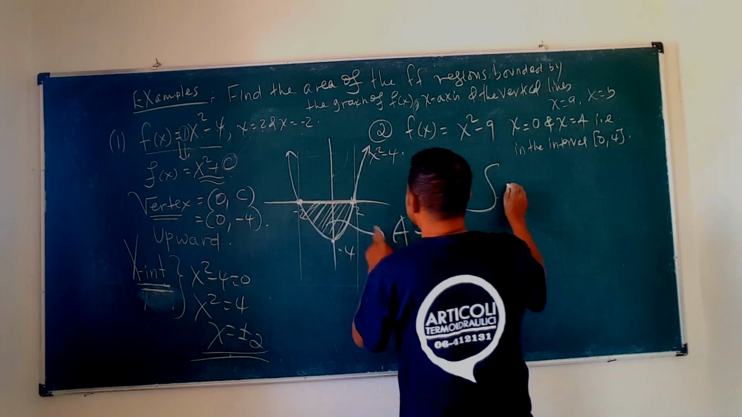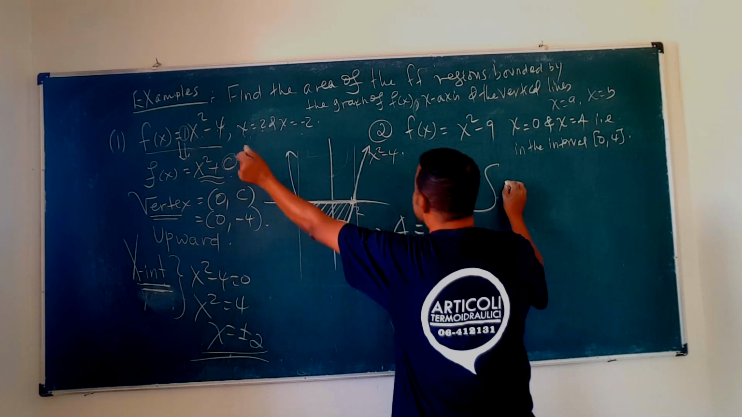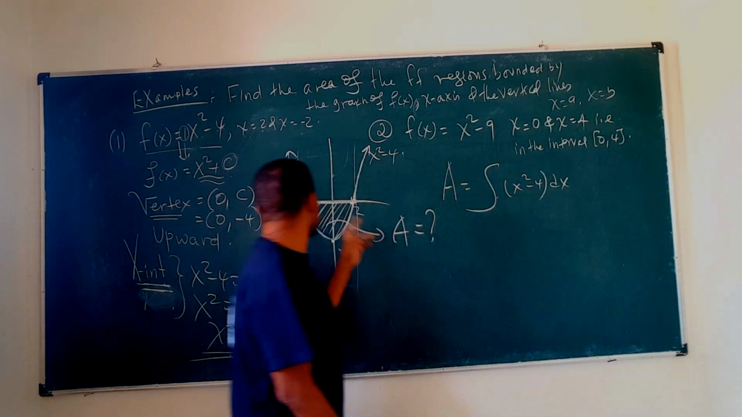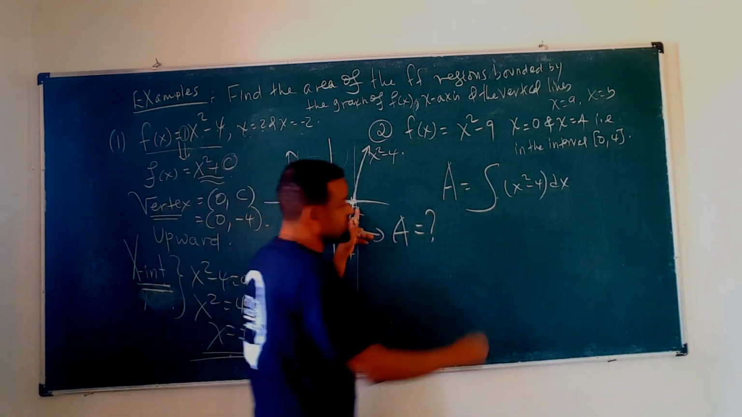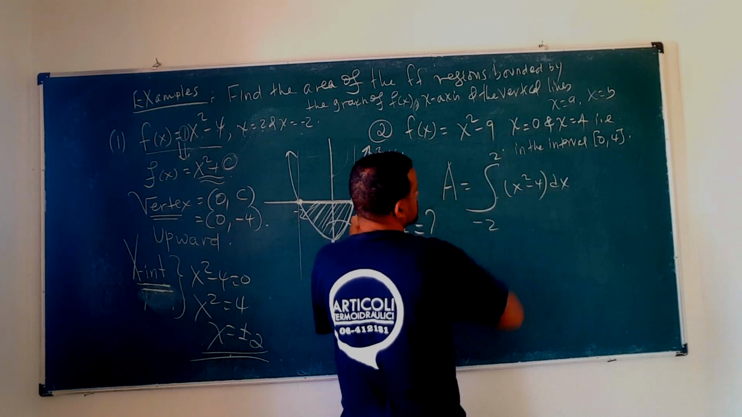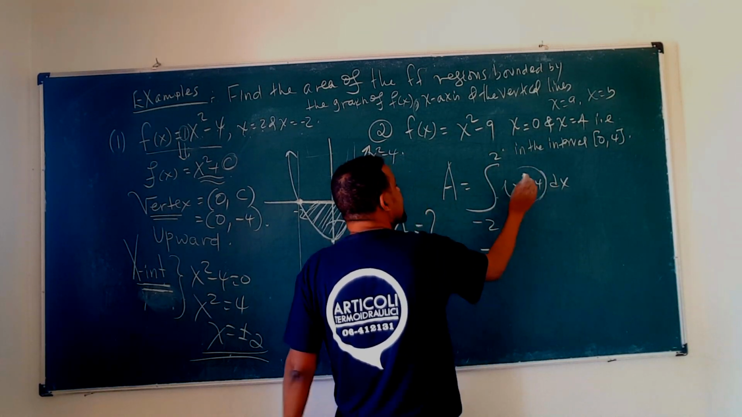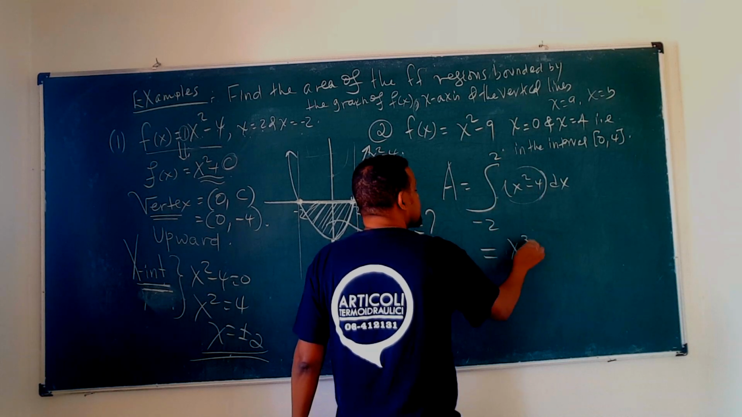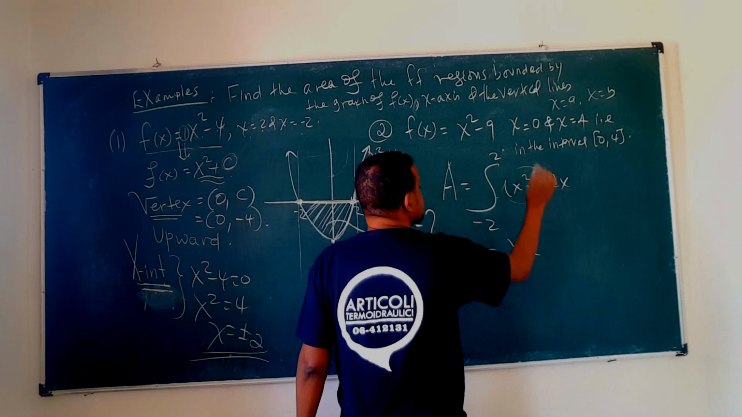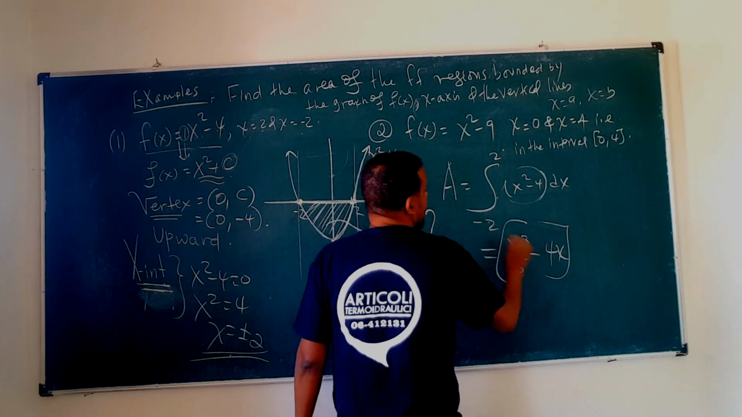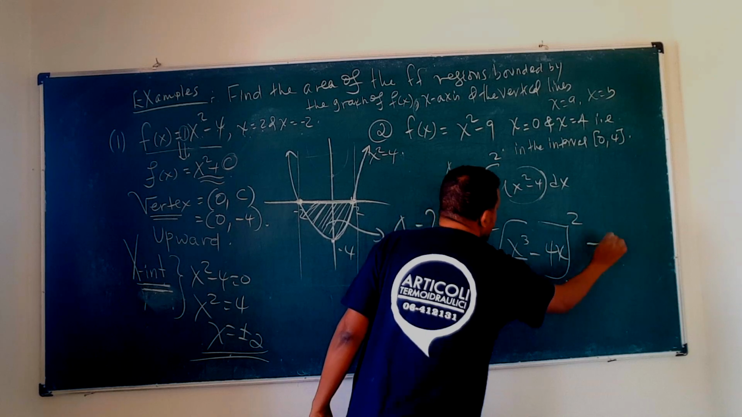The definite integral of the function. What is the function? Which is x squared minus 4 dx. From where to where? From negative 2 up to what? 2. From negative 2 to 2. So that will be integrate ታደርጋላችሁ. The integral of x squared is x cubed over 3 minus the integral of 4x. Then from where to where? From negative 2 up to what? 2 ይሆናል. Okay?